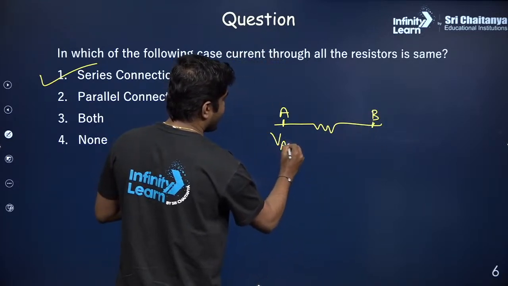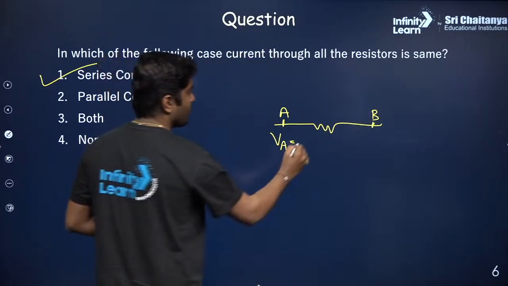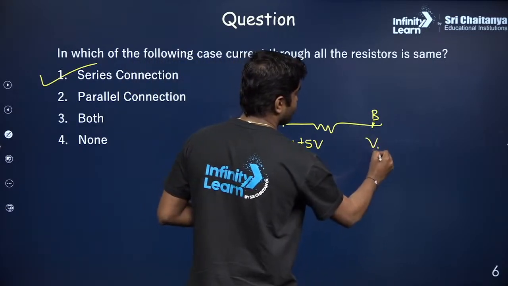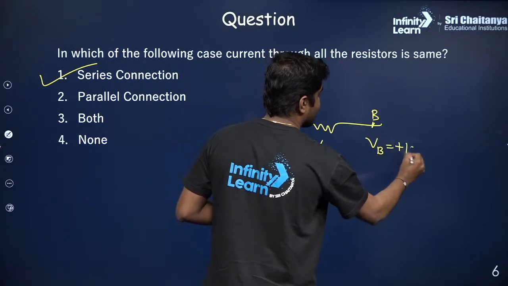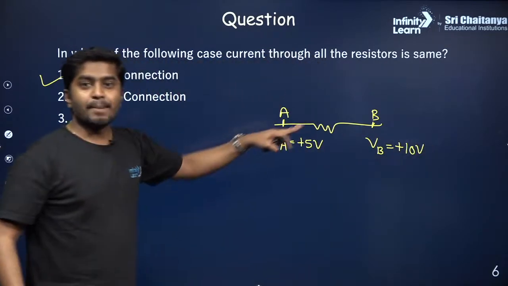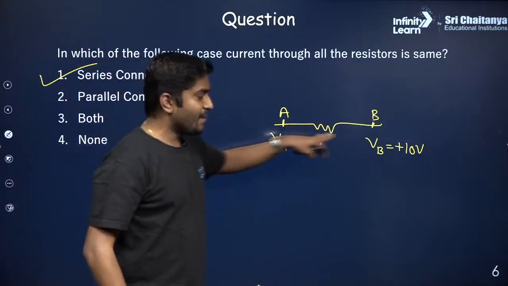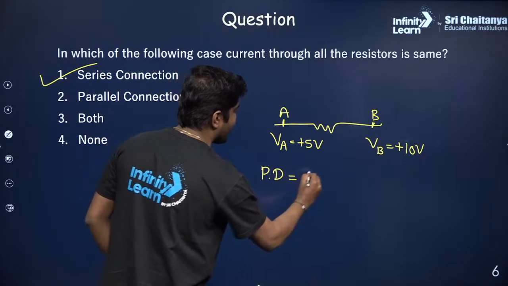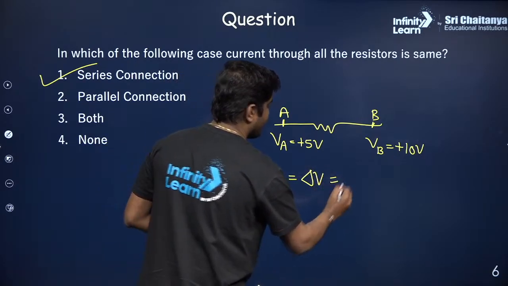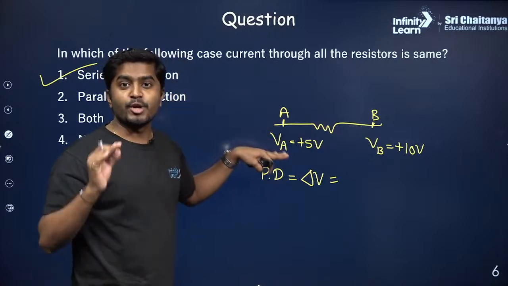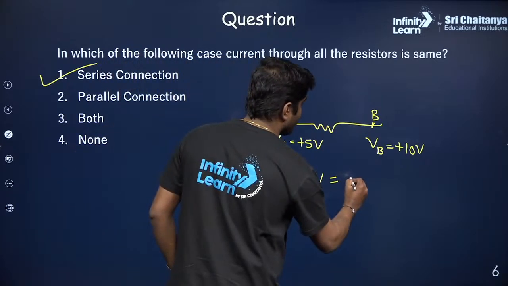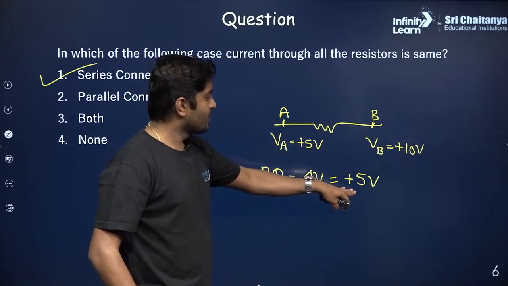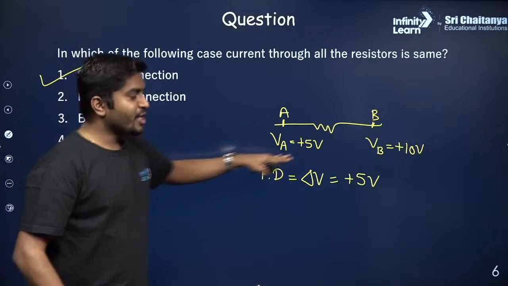So VA is, let's say, plus 5 volt and VB is, let's say, plus 10 volt. So these are the potential at A, potential at B. So the potential difference, you can write it as change in potential between these 2 points. The potential difference will be equal to plus 5 volt. 10 minus 5 will be 5 volts. Correct? There is a potential difference.